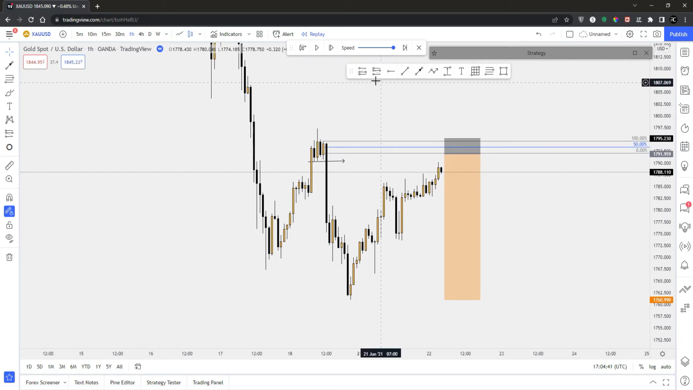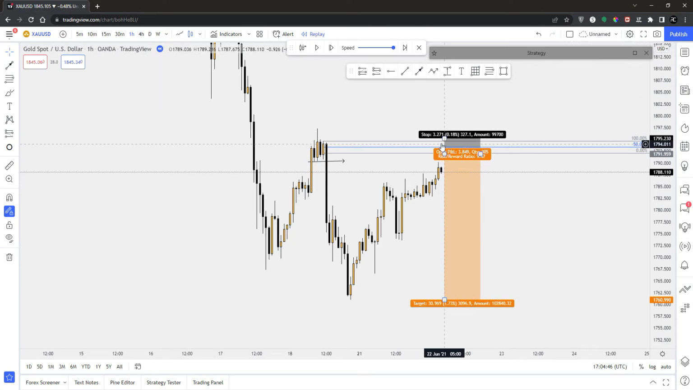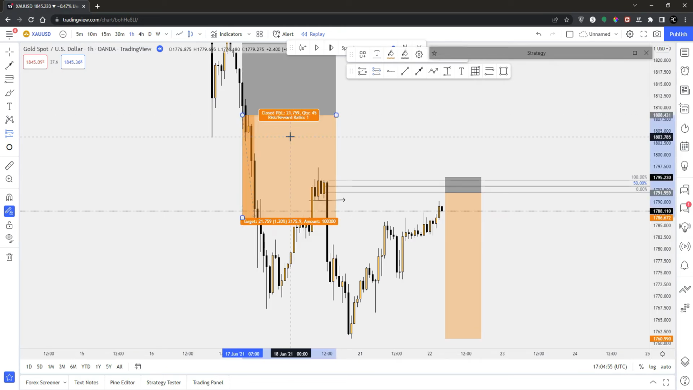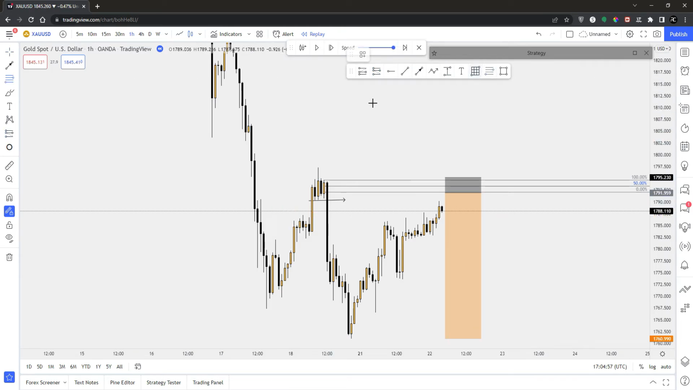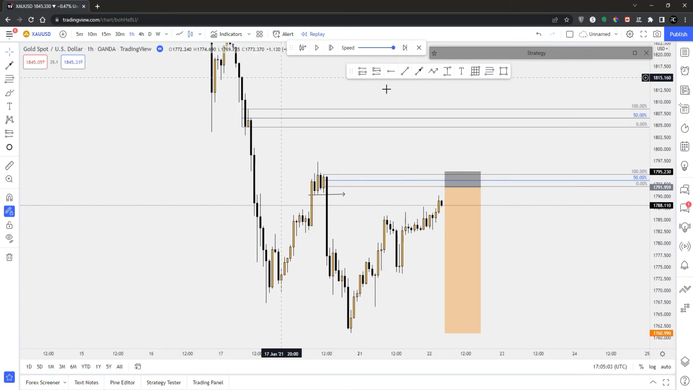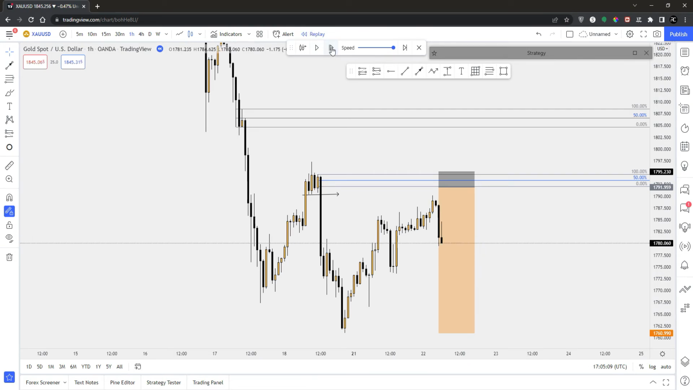The one thing I don't like with this, however, is this high right here. We could have some liquidity sitting above this high that could get us stopped out. Looking at the market, I also like this area for a possible short. I like this area here. But we're going to follow this rule real quick. So let's hit play. All right, forward.